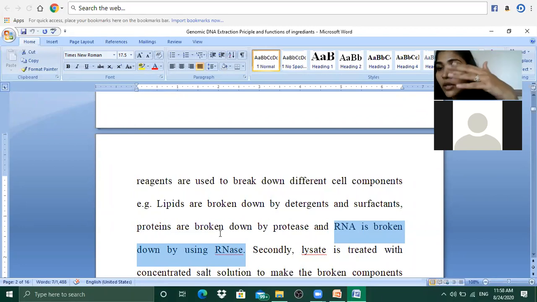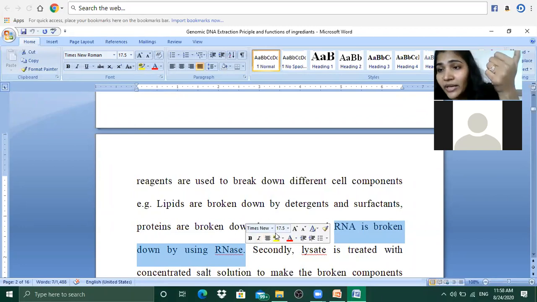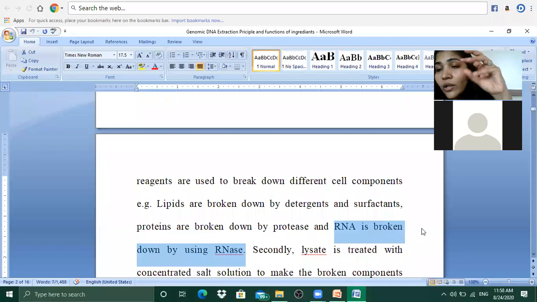Okay? Because we might be able to take care of the lipid and the protein, but we might not be able to take care of the RNA when you are trying to extract all the nucleus contents. So there are high possibilities that when you extract the DNA, your DNA will be contaminated with the RNA. So to avoid that contamination, we always use RNAse.